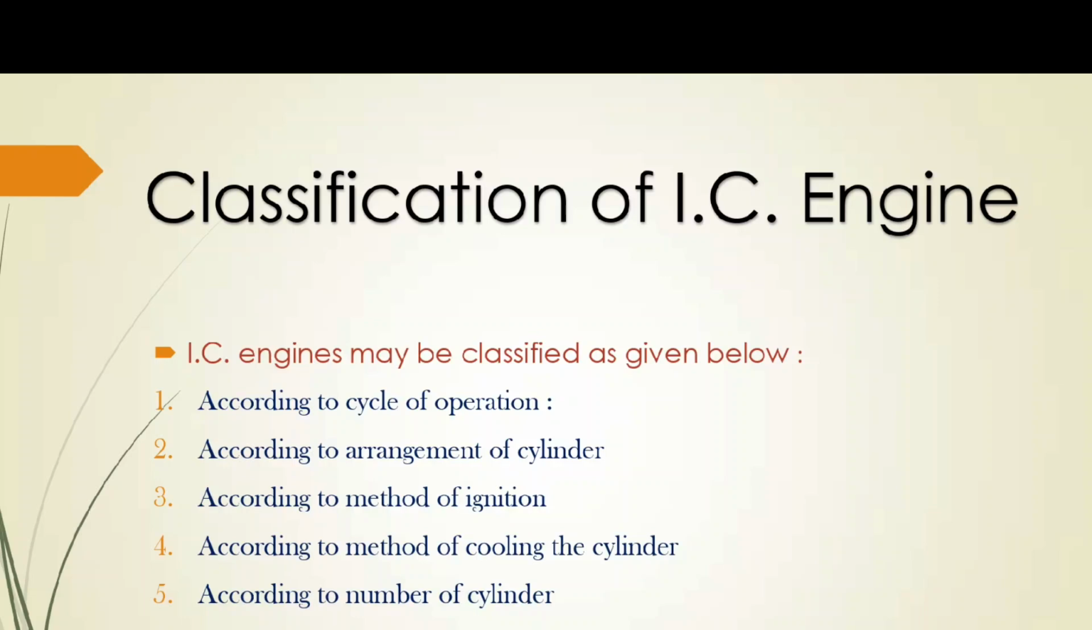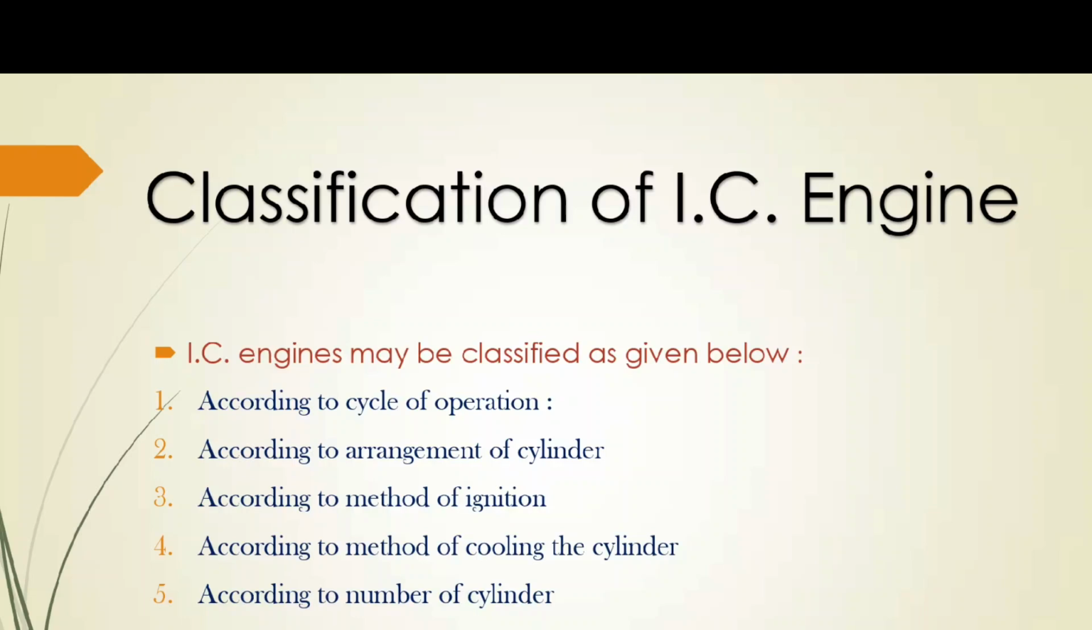According to the method of ignition, IC engines are classified into SI engine, that is spark ignition engine. If the spark is used to ignite the air fuel mixture, the engines are called SI engine, spark ignition engine. All diesel engines are called CI engines. Thus, compressed air alone is enough to ignite the air fuel mixture. All the diesel engines are called CI engines.